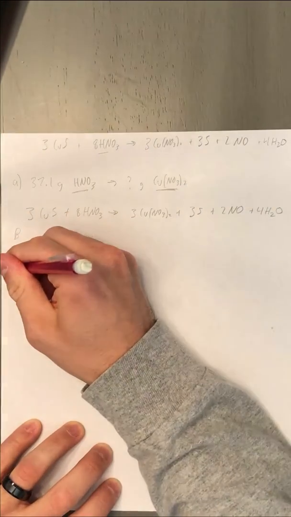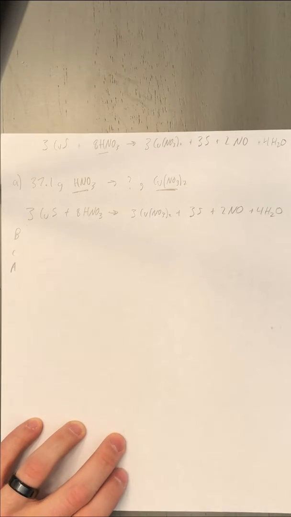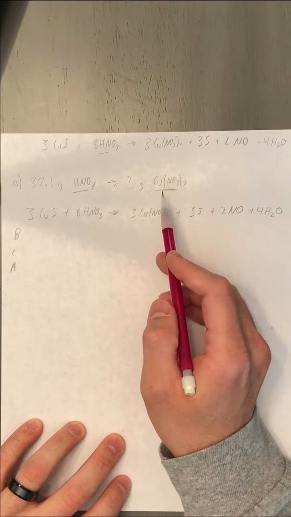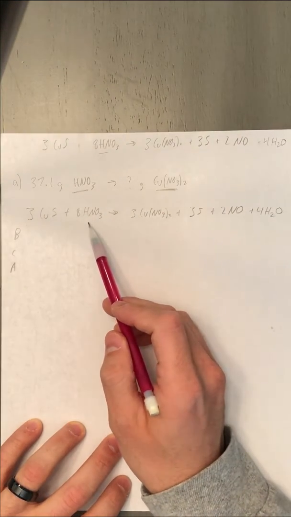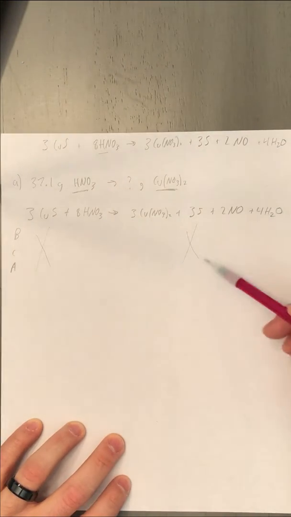Now this one's a little crazy just because it has so much stuff in it, but remember, all we really need to focus on is the numbers that they give us and the specific things that we're looking at. So really, all we're looking at is HNO3 and copper 2 nitrate. HNO3 here, copper 2 nitrate here. So we can really ignore everything else. That'll save us some time and make it a little simpler.